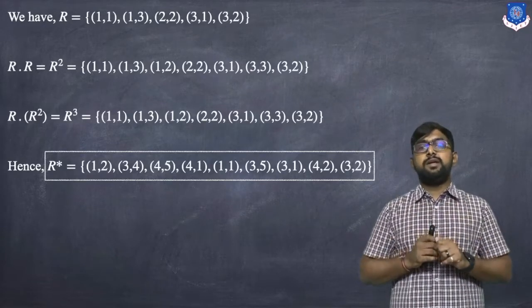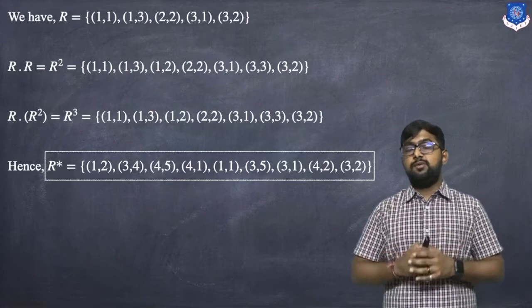So the 1 2 pair will be there. Yes, it is there. So this is how you can calculate.